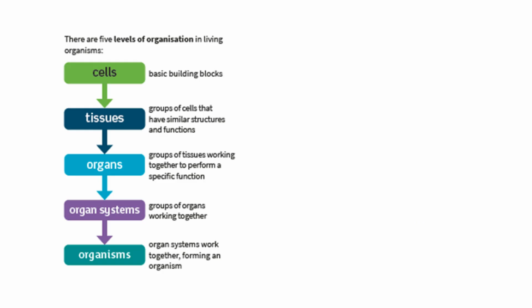So firstly, there are 5 levels of organisation. So you have cells, tissues, organs and organ systems that make up an organism. You will need to know what a cell is, and what a tissue is: a group of similar cells that have similar structures and functions. Organs are groups of tissues working together to perform a specific function. Organ systems are groups of organs working together, and then obviously an organism is all those organ systems working together.